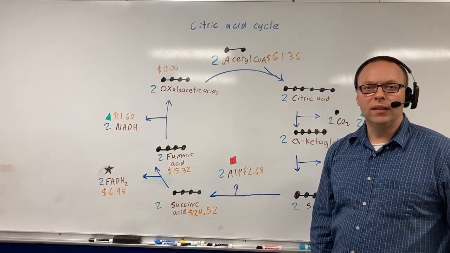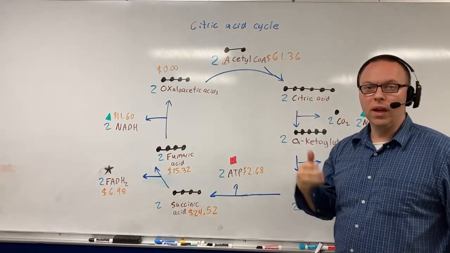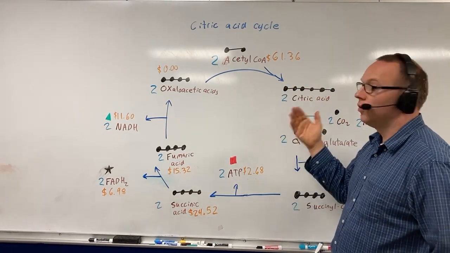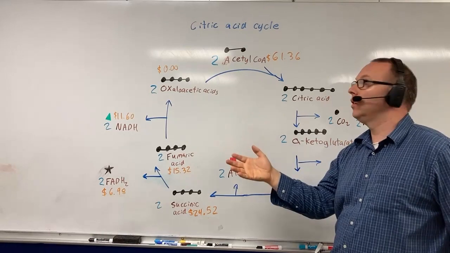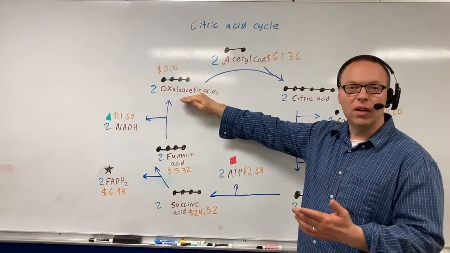We have the citric acid cycle. As you can see, the Acetyl CoA that's coming in only has about $61.36 worth of energy left in it. And so what happens is it binds to the oxaloacetate.